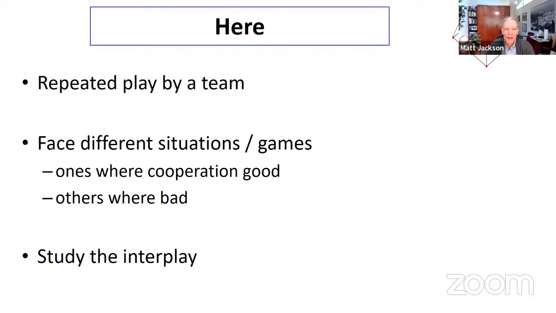What we're going to look at is a repeated game where there's a team playing different tasks and situations they're going to be faced with. So they're faced with different situations and stage games that are going to arrive. Some of them are games where we want them to cooperate, because we see them as beneficial for society, and others where it's going to be detrimental. And we want to study the interplay and try to understand how this works.